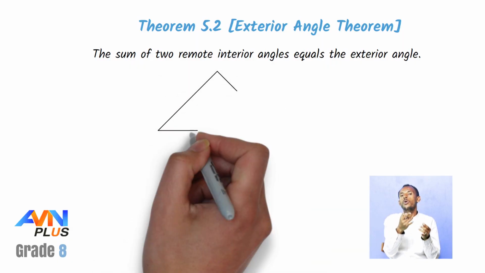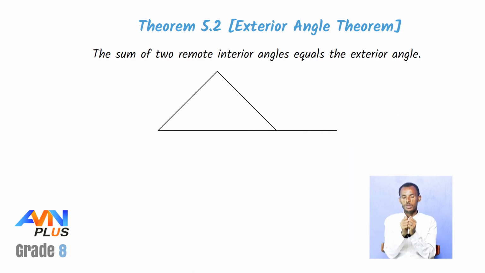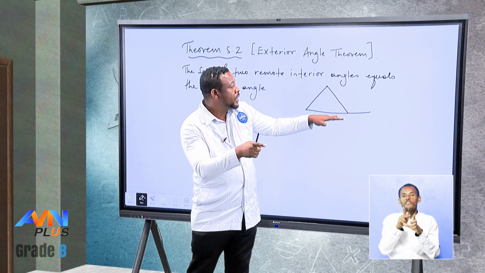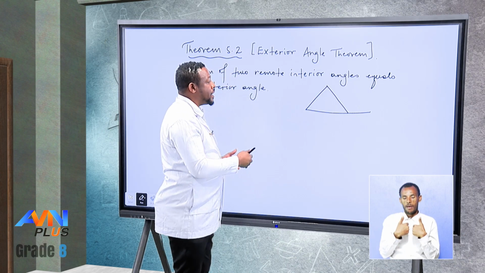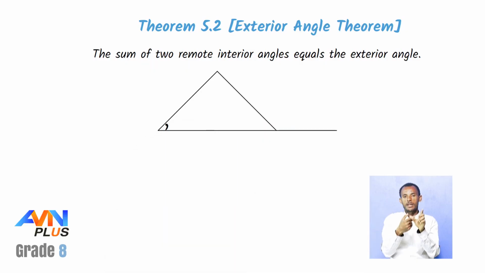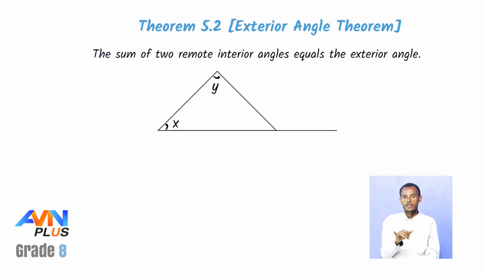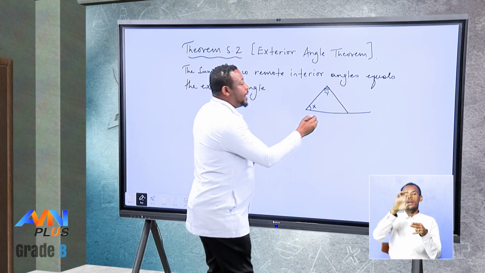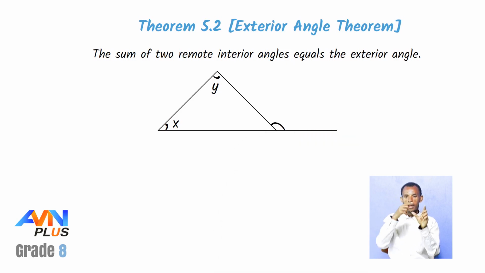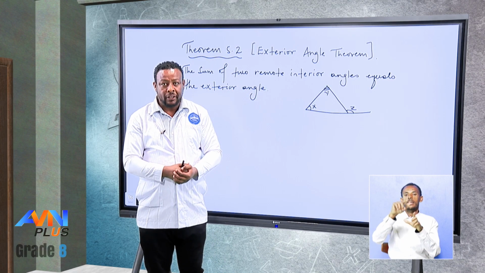For example, if we have a triangle with an extension on one of the vertices, you need to have a certain extension so that you will have an exterior angle. So say this is x and this is y, okay? These two are called remote interior angles, and the angle which is found somewhere outside, say z, okay? This z is the exterior angle, right?